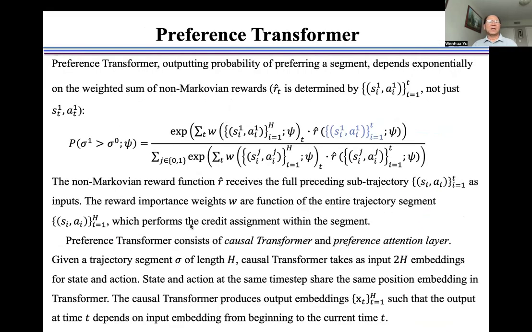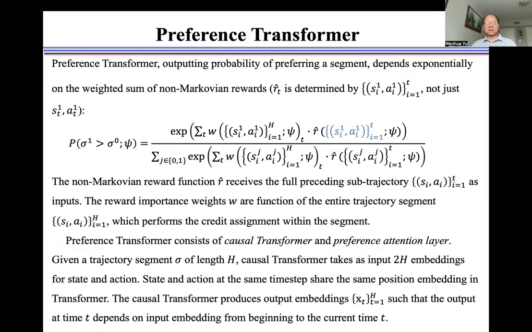learned reward. Preference transformer outputs the probability of preferring a segment, which depends exponentially on the weighted sum of non-Markovian rewards, as shown here. The non-Markovian reward function R-hat receives the preceding subtrajectory as input. The reward importance weights w, a function of the entire trajectory segment, perform the credit assignment within the segment.